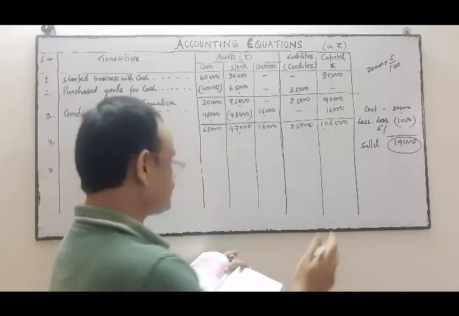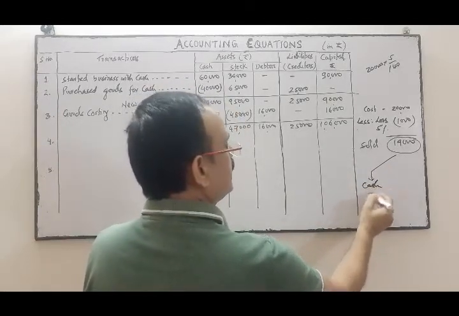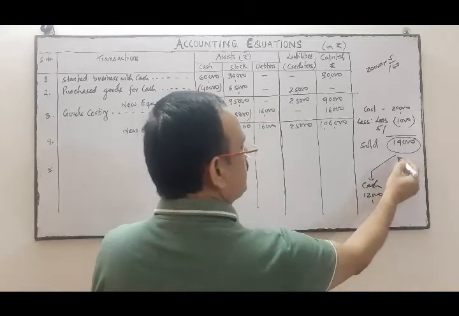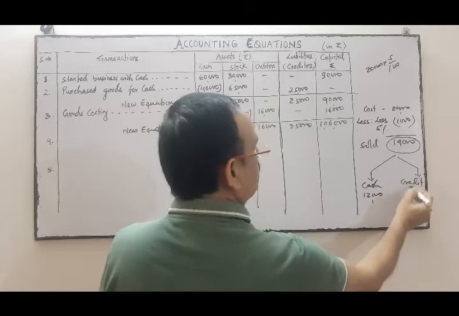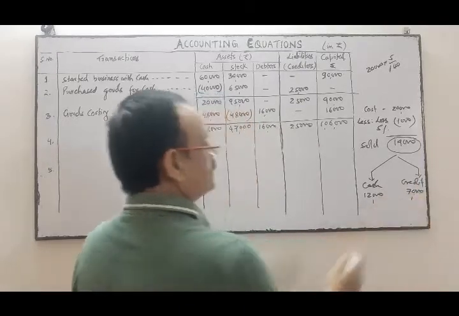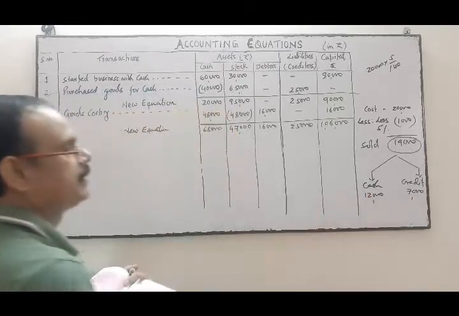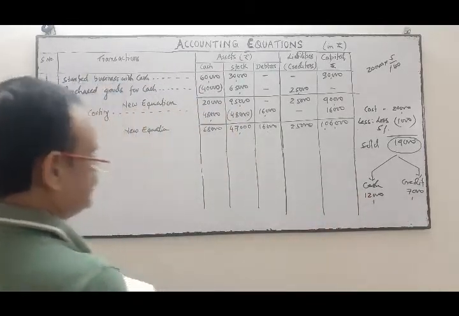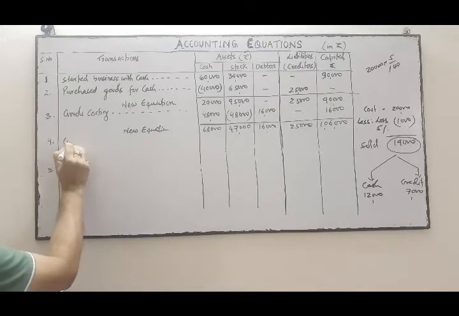Out of which 12,000 rupees received in cash. It means the rest is on credit, that is your 7,000. Goods sold on credit is 7,000. Goods sold for cash is 12,000.